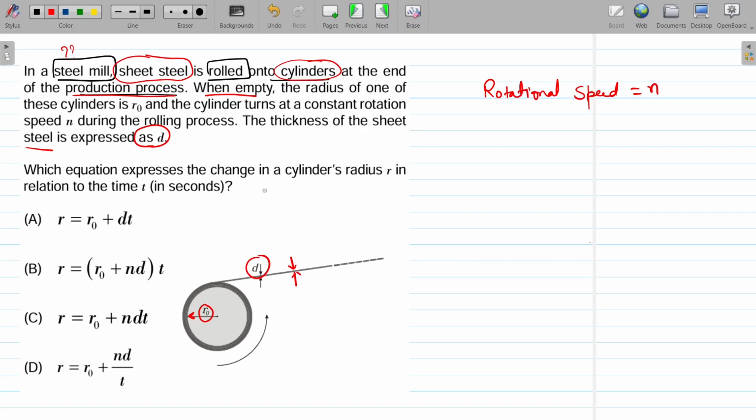Which equation expresses the change in the cylinder's radius r in relation to time t? Obviously, when the sheets of steel are rolled over the cylinder, the radius of the cylinder will increase, right? So we have to find the expression for r with respect to time t. Let us see how we can solve this question. So rotational speed is n, that is, n rotations per second. It means in 1 second, the roller is rotating n number of times.